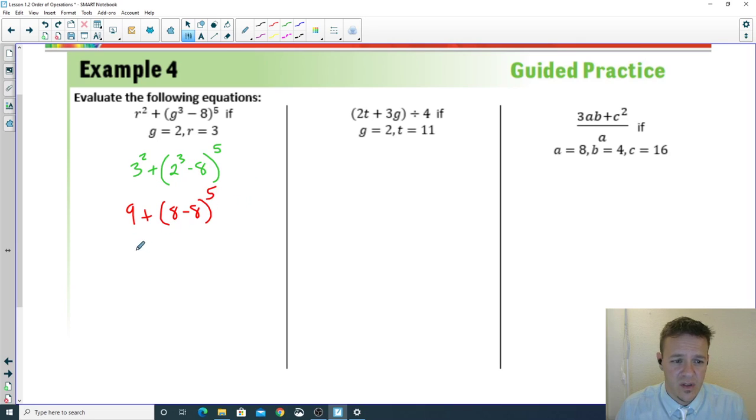And so you know here this is going to be 9 plus 0, 8 minus 8 to the 5th. But if you have 0 times 0 times 0 times 0, it's still going to be just 0. So your answer ends up being 9.